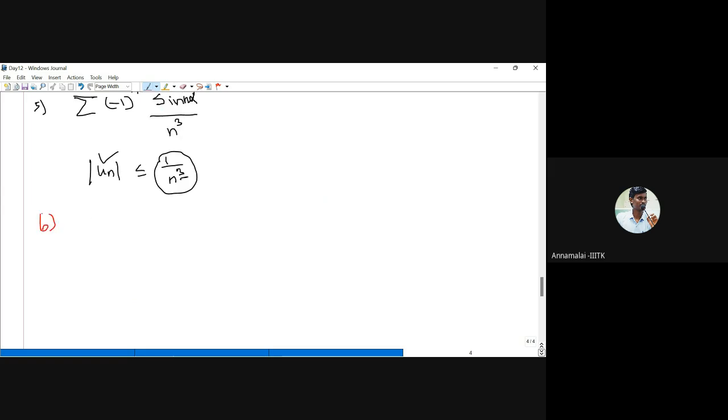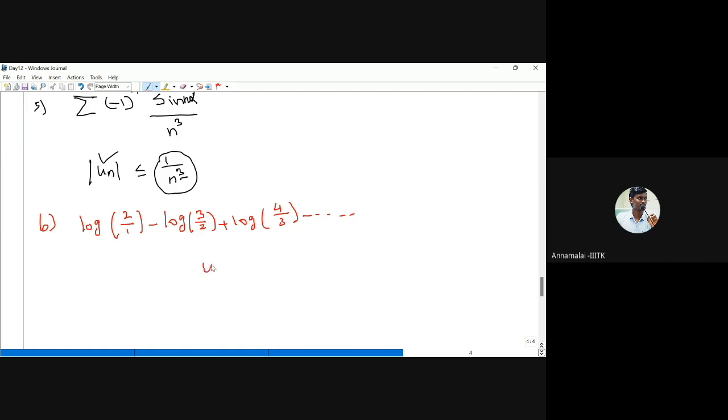So suppose we have a series in terms of log, that is log of 2 by 1, that is the first term, minus log of 3 by 2, plus log of 4 by 3, minus, and so on. Now test whether the series converges or not.